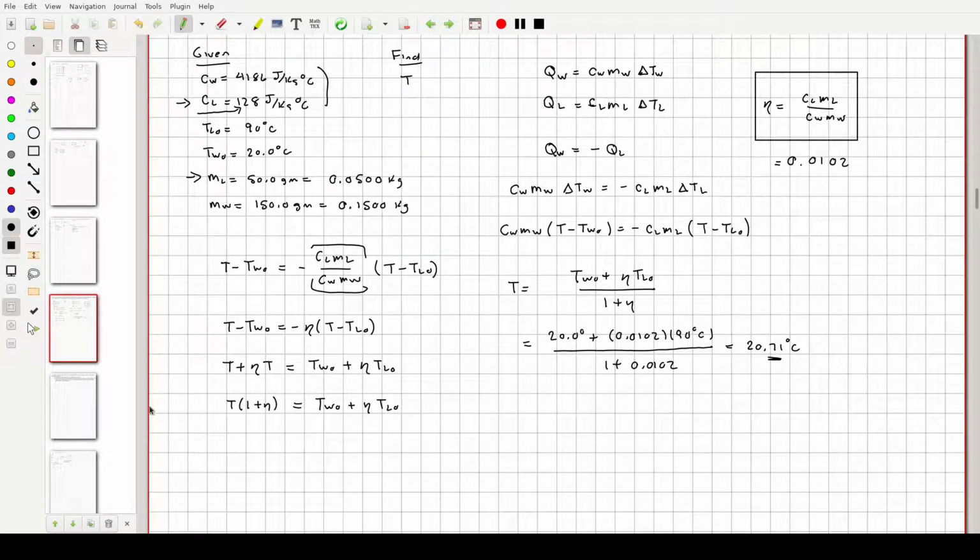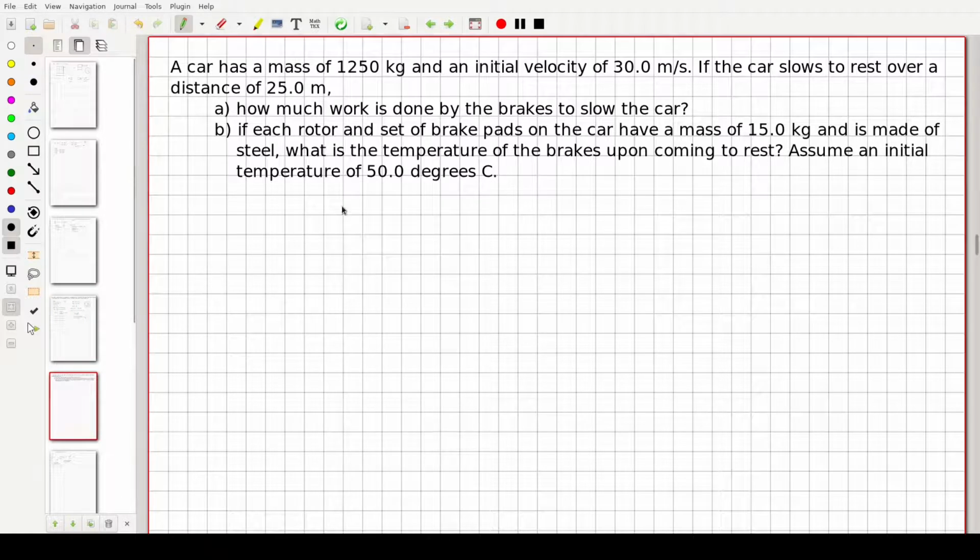Okay. Now, let's do another one here. And in this case, what we have is a car. So remember, heat's just energy. So where do you get your energy from? Well, in this particular case, this is going to be the frictional energy due to this car slowing down to rest. Okay, so we have a transformation of energy, if you want to think of it like that.